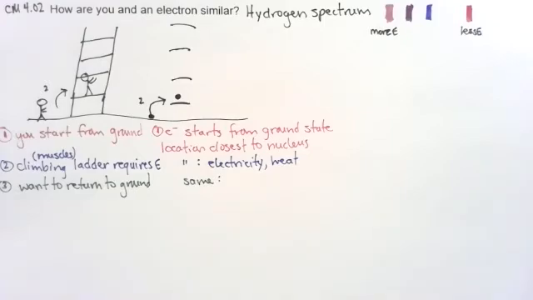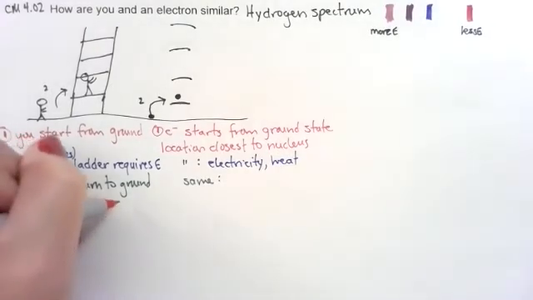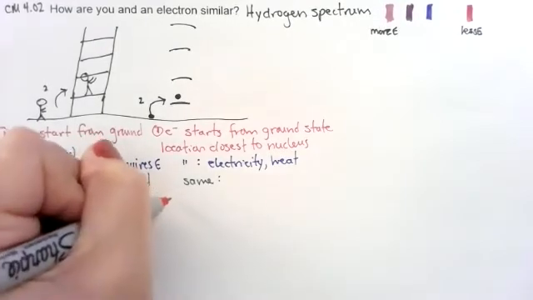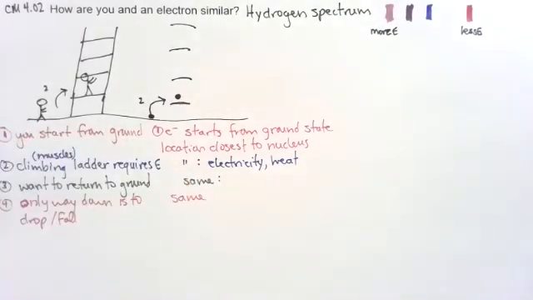Well, it turns out if you're an electron, the only way to get off the ladder is to fall. We could climb down the ladder, but the only way off the atomic ladder is to fall. So if you want to get off, the only way down is to drop or fall. So same thing. Only way down is to drop or to fall.